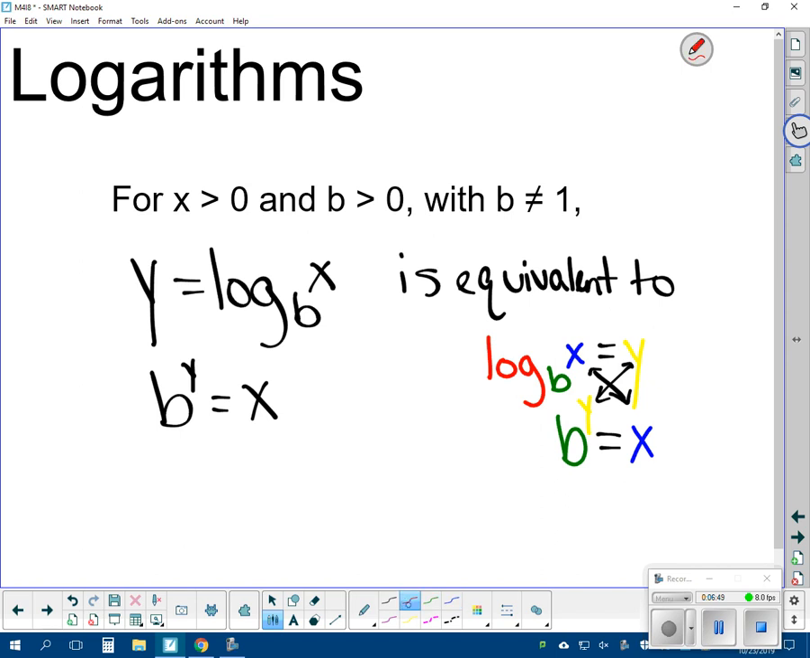Now pay attention to what your stipulations are. Your x, what you're taking the log of, right here, has to be greater than 0. It cannot be negative. Your base has to be greater than 0. And it cannot equal 1. What would happen if your base was 1? Think about it right here. 1 to any power is just going to be what? 1. So you wouldn't actually have an exponential equation. So that's why b cannot be 1.